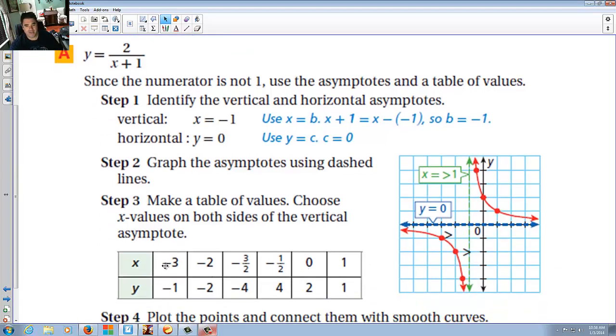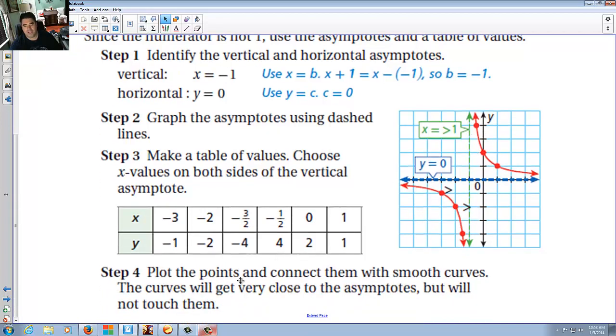Now they're plugging in negative 3, negative 2, negative 1 and a half, negative 1 and a half, negative half, 0 and 1. And notice how these values form these certain dots, how they form the two curves. Plot the points and connect them with smooth curves. The curves will get very close to the asymptotes, but will not touch them.